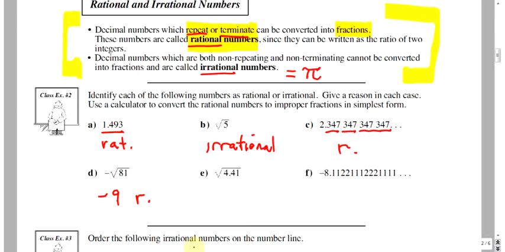This guy, I have no idea. My calculator's doing something funny. Put that on your calculator. Tell me what you get. 4.41, 2.1. Okay, does it terminate or repeat? Yes is the answer. It terminated, therefore it's a rational number. Okay?